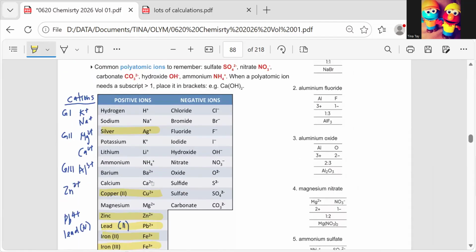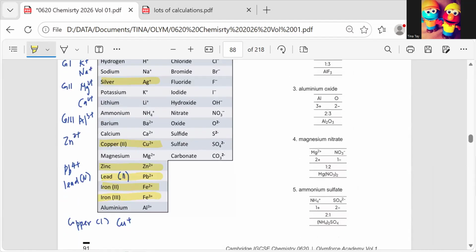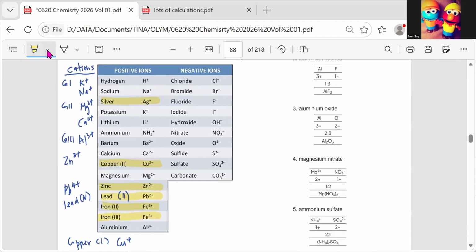Another group is non-metals. There are only two positive non-metal ions that you need to remember: hydrogen ion and ammonium ion.